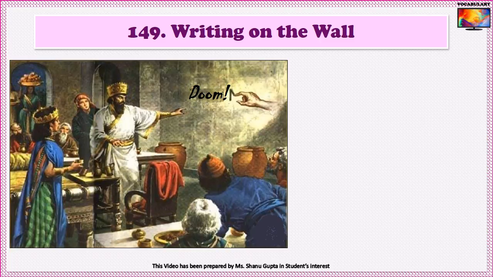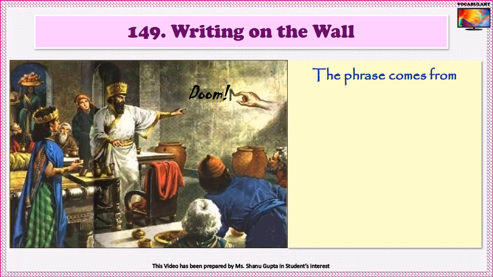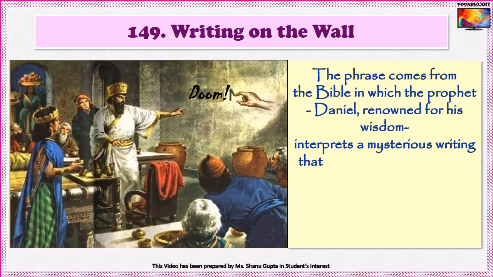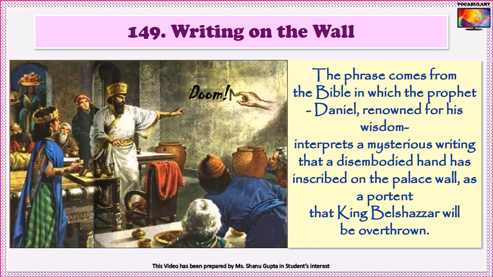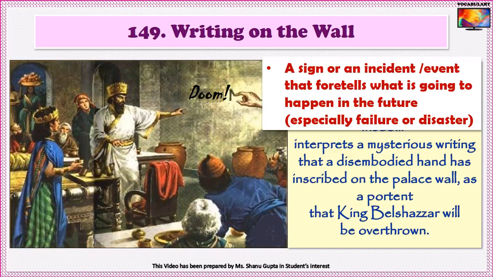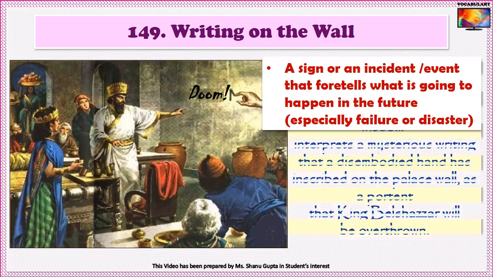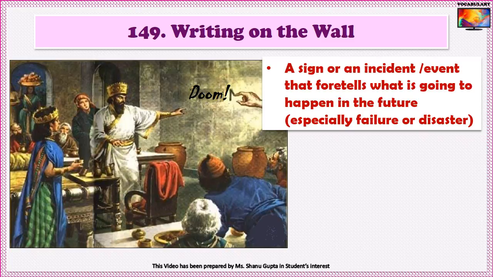Closer to the end, we have the phrase writing on the wall. This idiom is mythological in origin. It comes from the Bible, in which the prophet Daniel, who is renowned for his wisdom, interprets a mysterious writing that a disembodied hand has inscribed on the palace wall as a portent or a sign that King Belshazzar will be overthrown. So the phrase writing on the wall means a sign or an event that foretells what is going to happen in the future, especially failure or disaster.